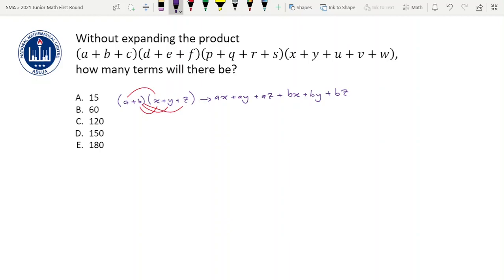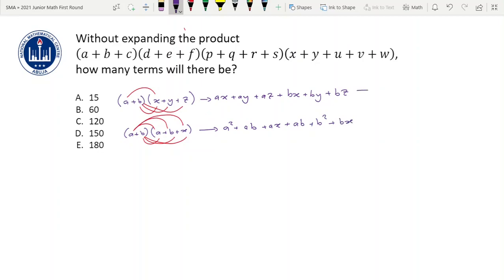Let's look at the second example. Let's say we're trying to expand (a + b)(a + b + x). Just as before, a multiplies by a, by b, and by x, giving a squared plus ab plus ax respectively. Then b multiplies by a, by b, and by x, giving ab again, b squared, and bx.